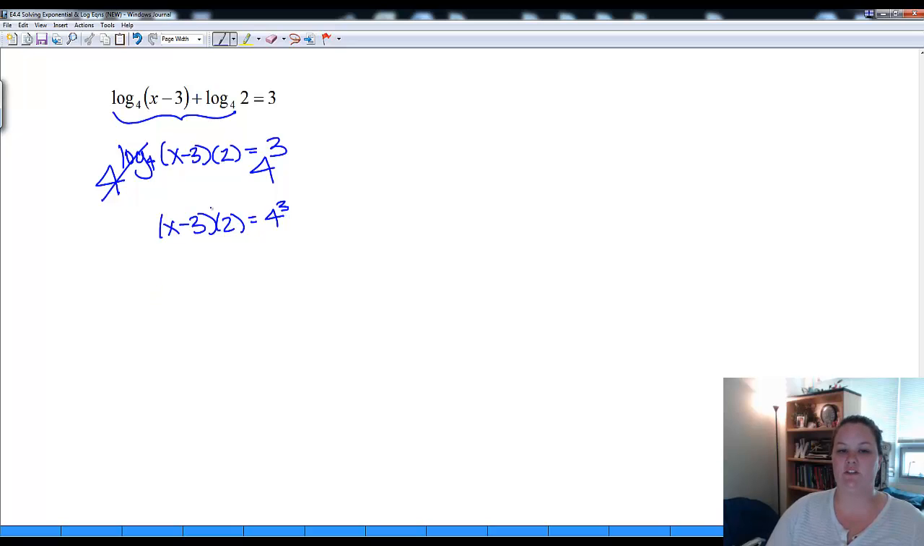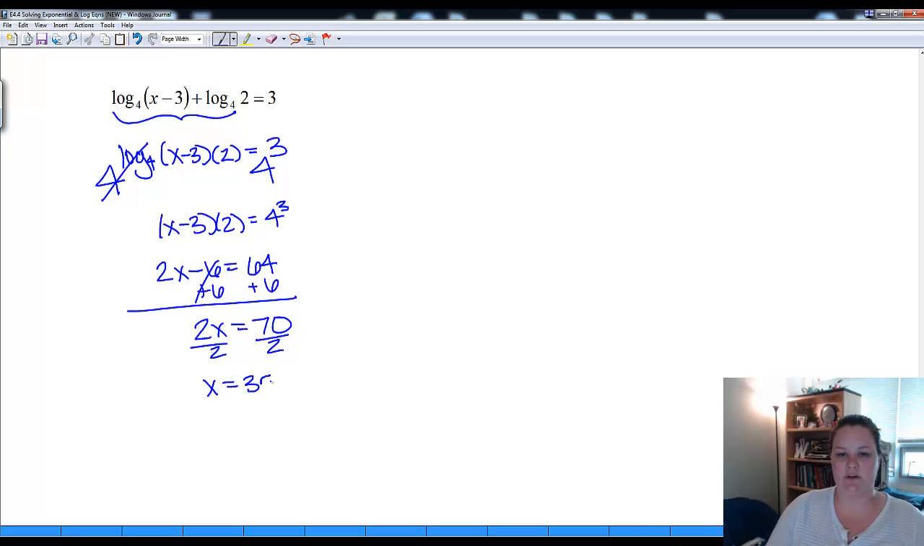Okay. I'm going to go ahead and distribute this 2, so I get 2x minus 6 is equal to 4 cubed. 4 times 4 is 16, times another 4 is 64. And then I'm going to move my 6 over by adding 6 to both sides. So I end up with 2x is equal to 70, and then divide off that 2, which gives me x is equal to 35.